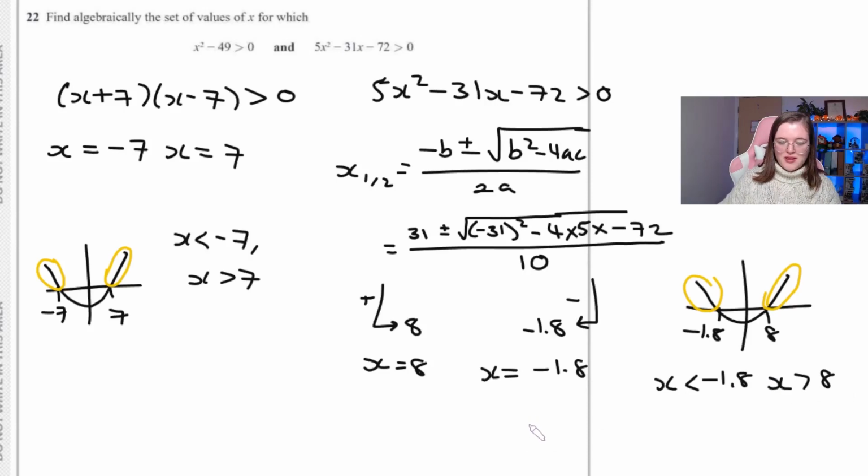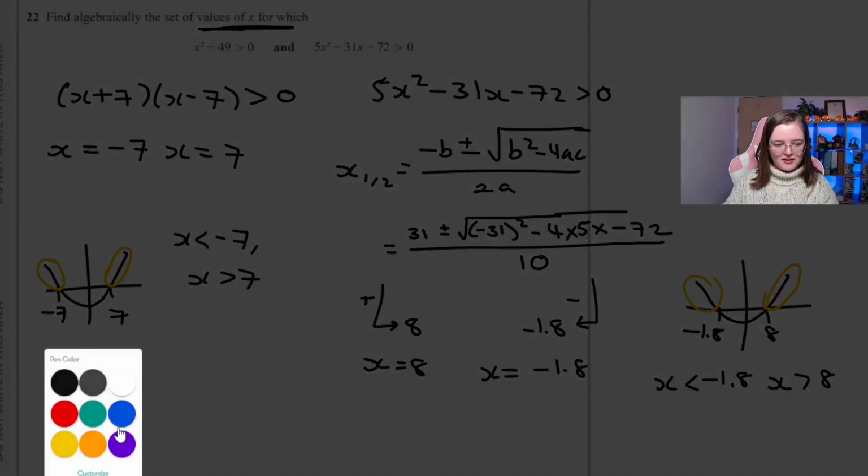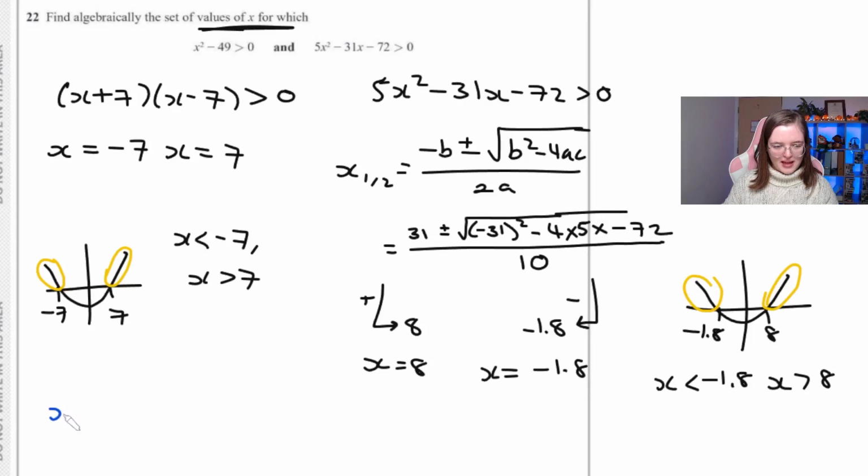Okay, then we need to compare the two of them, right? Because we need to find which set of values will work for x, so will work for all these inequalities, right? Will fit with both of them. So we compare kind of like for like the minus ones with the minus ones, the positive ones with the positive ones. We then get, I'm going to use a different color, I think. My eyes are getting a bit tired with black pen. So we're going to get x is less than minus 7 and x is less than minus 1.8.